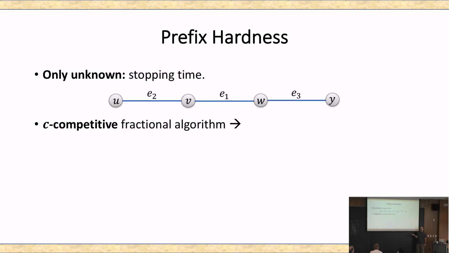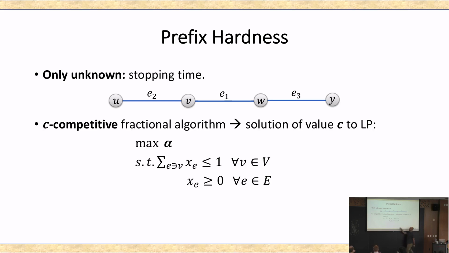Putting all of this together, we can write this as an LP. If you have a C-competitive fractional algorithm, what I just said are just linear constraints. This means there's a solution of value C to the following LP. You want to maximize alpha, which is our competitive ratio, subject to these x's being a fractional matching. And in addition, for every one of these prefixes p, which you know in advance, you better have accumulated enough money to alpha-cover the opt at this point in time. Okay? Whole idea.